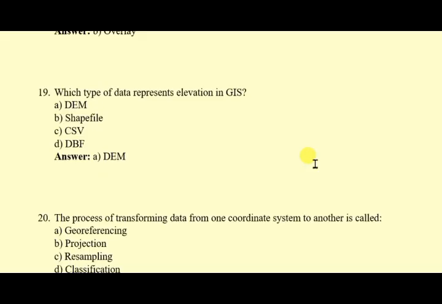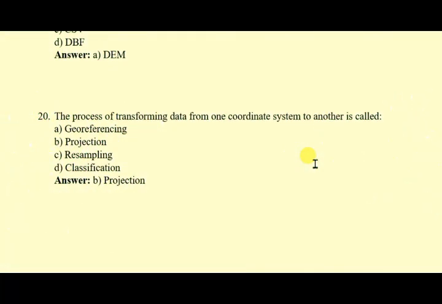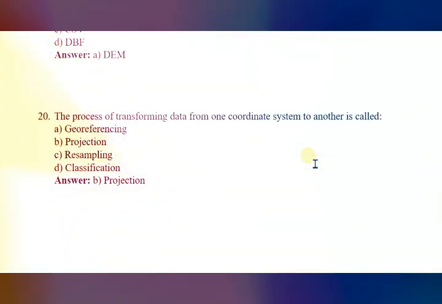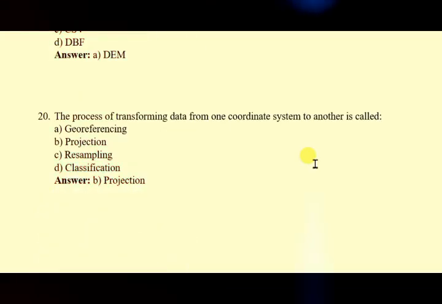Which type of data represents elevation in GIS? DEM, Shapefile, CSV, DXF. DEM. Question 20. The process of transforming data from one coordinate system to another is called georeferencing, projection, resampling, classification. Here the right answer will be projection.